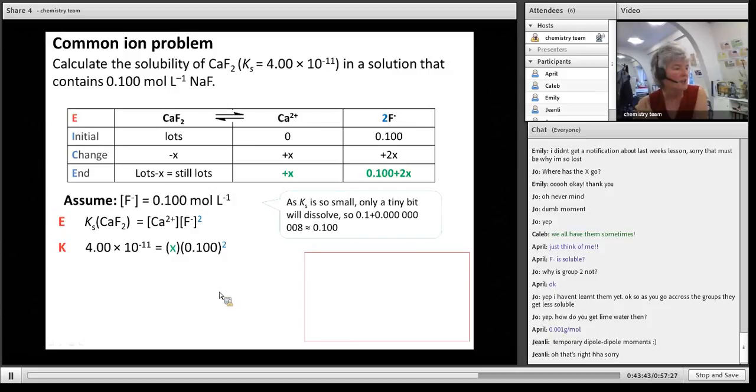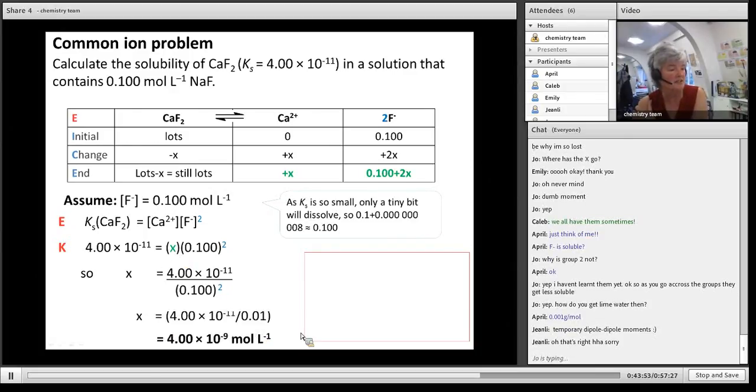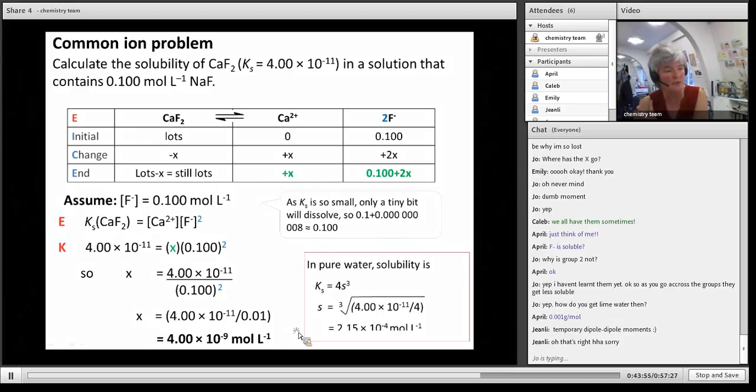Okay, so here we just solve for x now. This is simpler because we don't have 2x anymore, so we don't have to do any square roots, and so it comes out with that answer. And if I compare it with pure water, you can see, because I didn't have to square it, that it's a lot less soluble than it is in pure water.